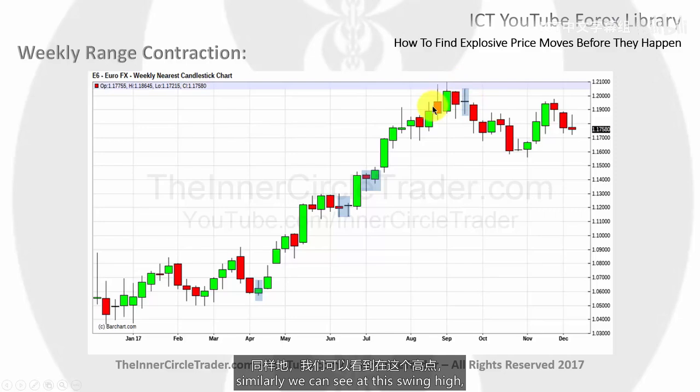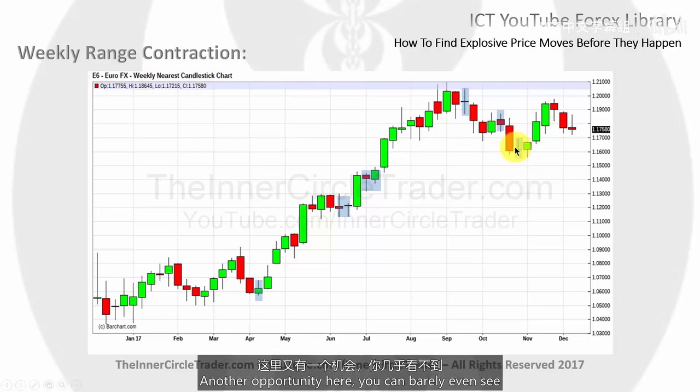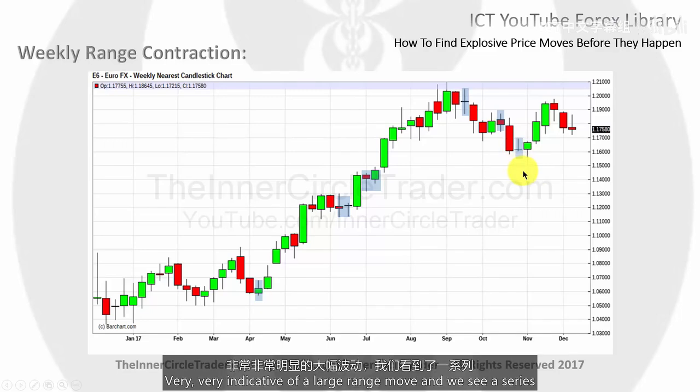Similarly, we can see at this swing high, we have a small little body in here. Again, disregard the wicks. Small bodied candle in here, disregarding the wicks, and after each one of these, we're seeing large moves. And this is a weekly chart, so there's a lot of pips in there. Another opportunity here, you can barely even see a body in this. Very, very indicative of a large range move.